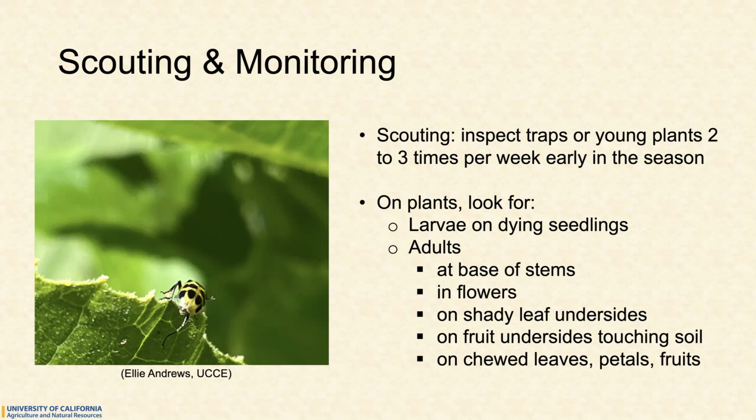So on plants, you're going to look for larvae on dying seedlings, as well as adults at the base of stems, hiding inside flowers, like I mentioned, or on the shady leaf undersides, on fruit undersides, especially fruit that's touching soil directly, on chewed leaves, petals, and fruit.